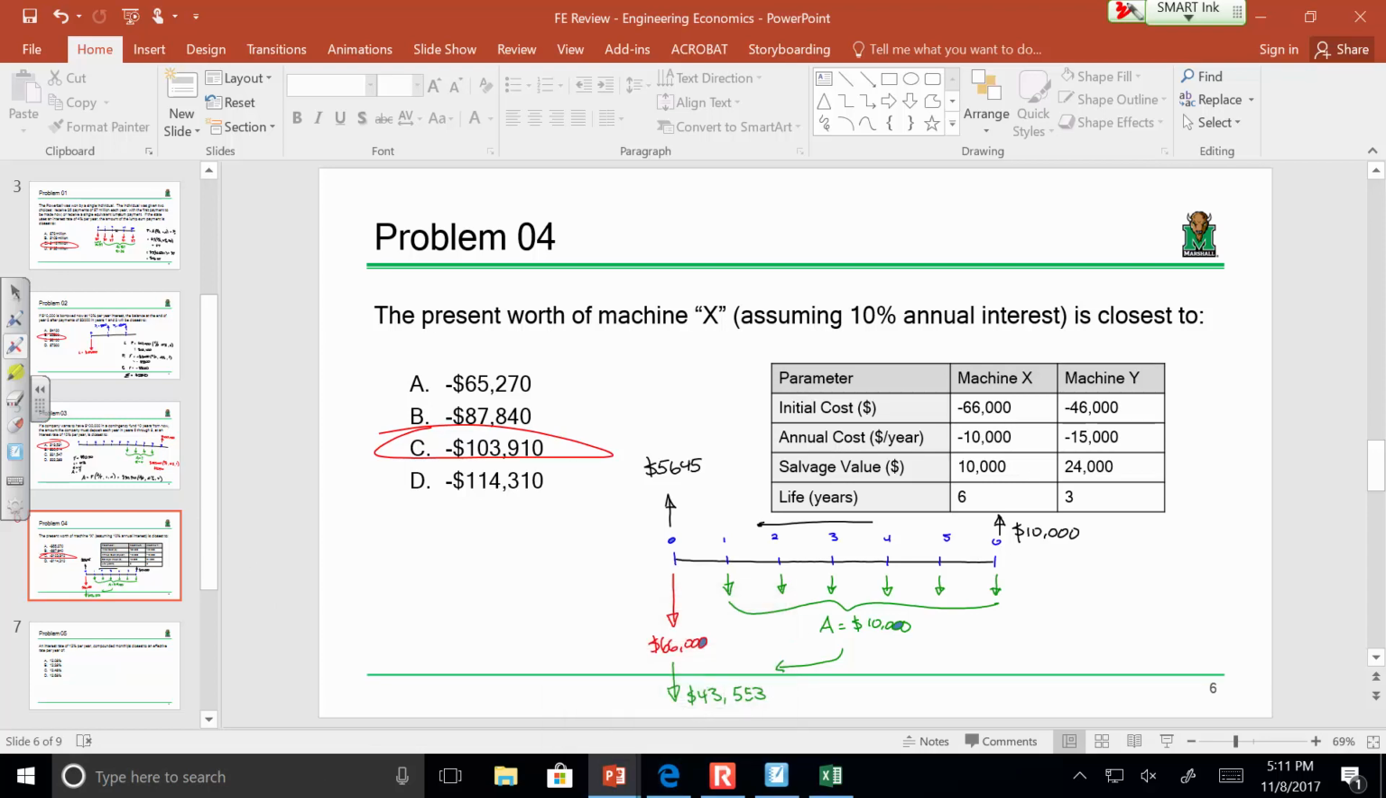Say what? The way it was taught to us by Dr. Wade, if I remember right, at the end of year 3, we would purchase machine Y. I know, that's what I'm talking about. Yeah, that's what I'm talking about.